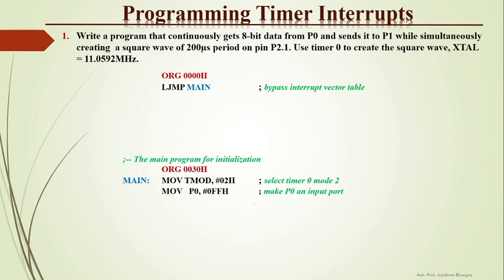So here, while creating the square wave, we also have to take data from port 0 and send it to port 1. So that's why we are initializing port 0 as an input port by using the instruction MOV P0, #0FFH. Now we are loading the value to generate the square wave into TH0, that is A4H.